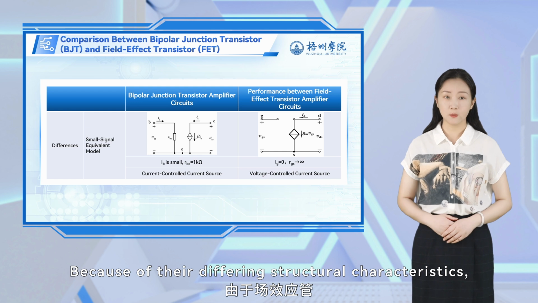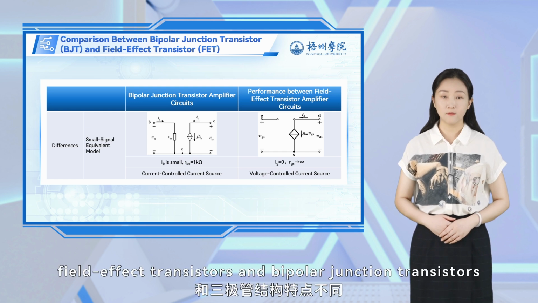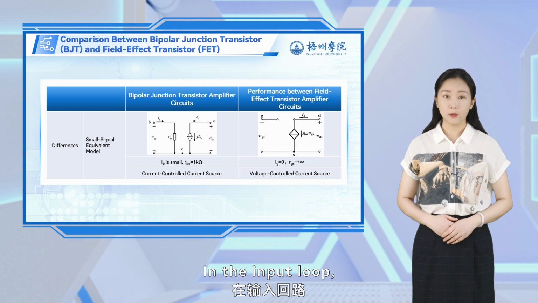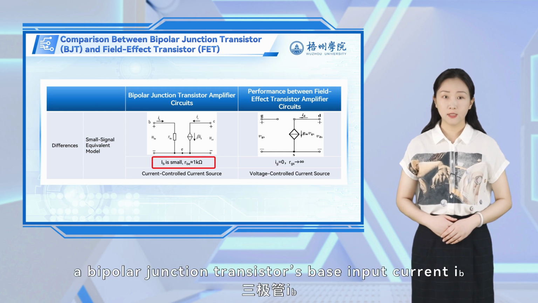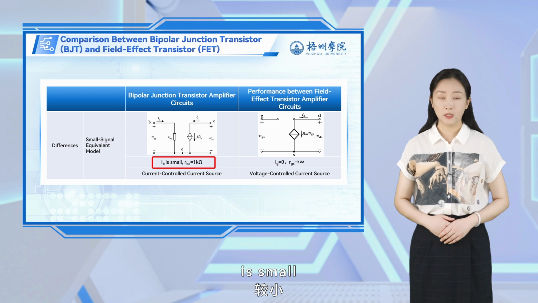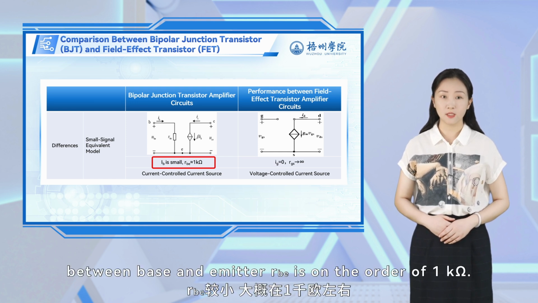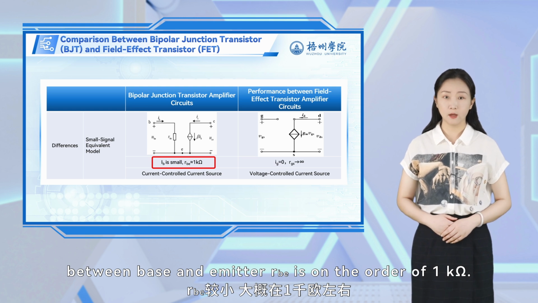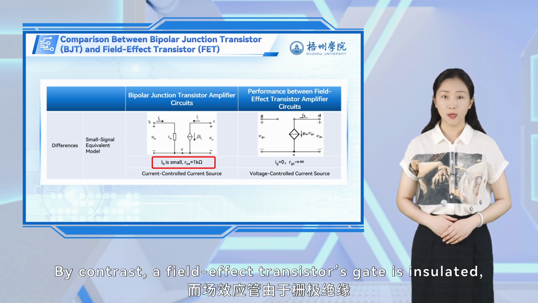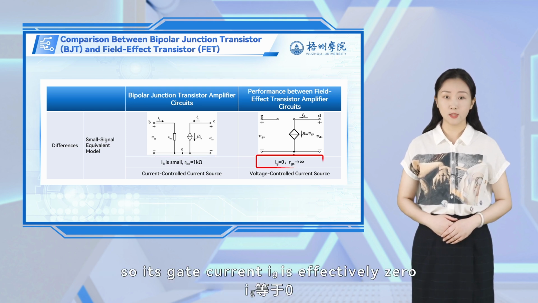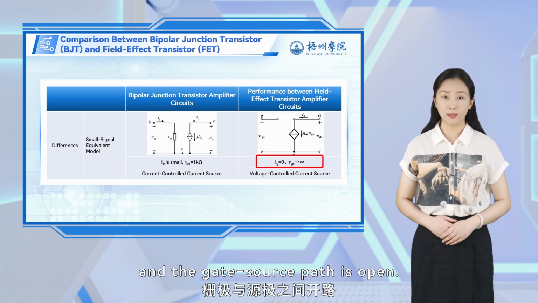Because of their differing structural characteristics, field effect transistors and bipolar junction transistors have different low-frequency small signal models. In the input loop, a bipolar junction transistor's base input current I sub B is small, and its equivalent resistance between base and emitter, R sub BE, is on the order of 1 k omega. By contrast, a field effect transistor's gate is insulated, so its gate current I sub G is effectively 0 and the gate source path is open.